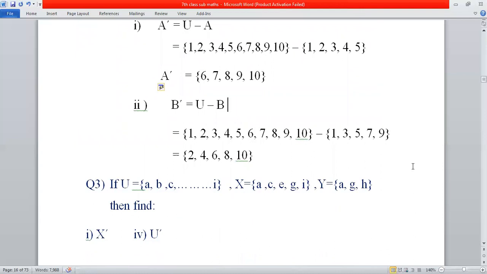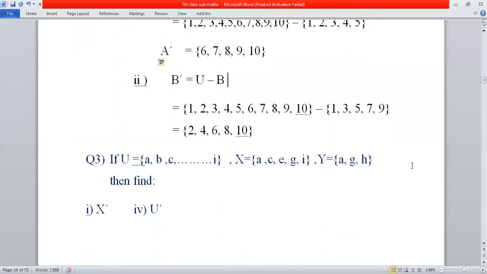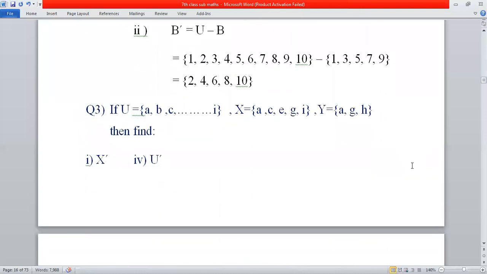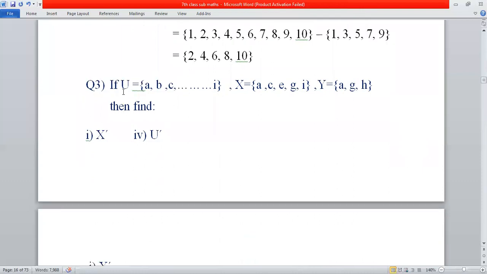Now come to question number 3. In question number 3, you have been given U is A, B, C up to I, meaning all the alphabets between them are present: A, B, C, D, E, F, G, H, I. Up to this you have been given in the universal set. And you can check that all the sets which are under discussion in this question will be present in this universal set.